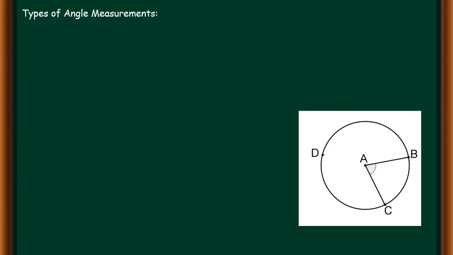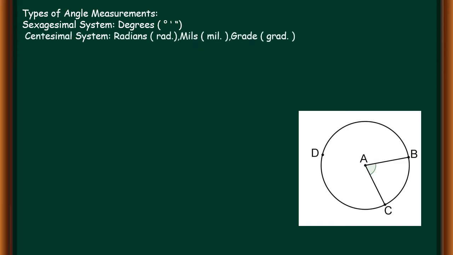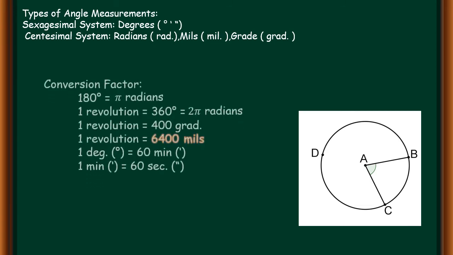So, we have the types of angle measurement. Meron tayong, in the way we write the angles. You can write the angles using the sexagesimal system. In the sexagesimal system, gumamit tayo ng degree, minutes, and seconds. We have also the centesimal, in which we write the angle in terms of radian measure. Pwede ding mils, pwede ding grade or grad.